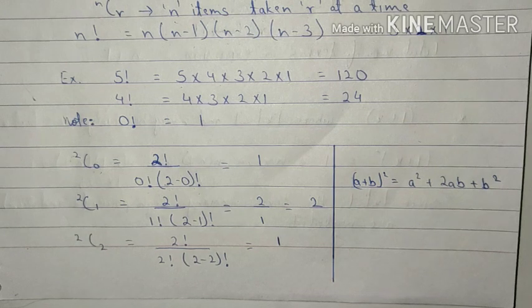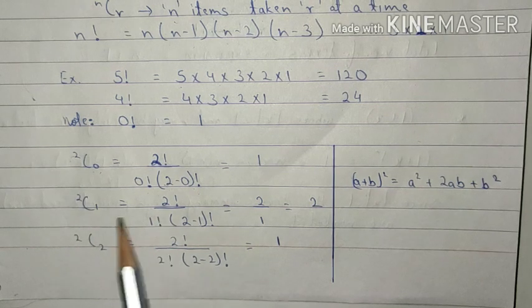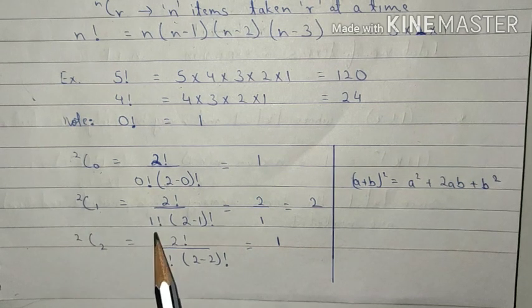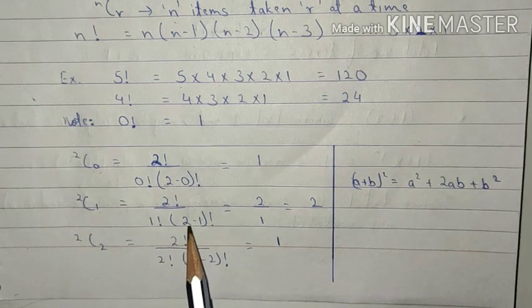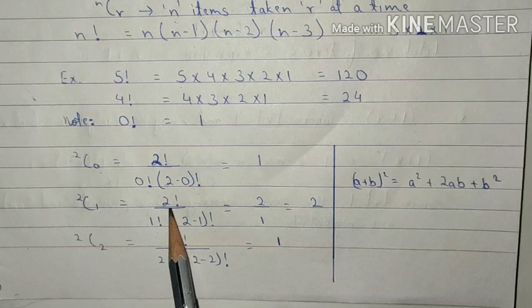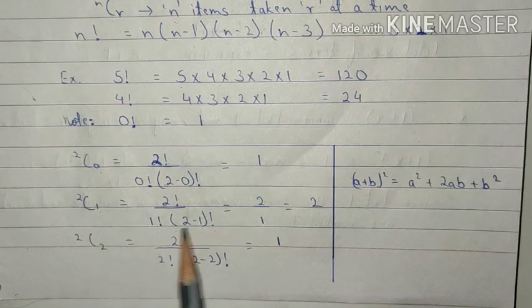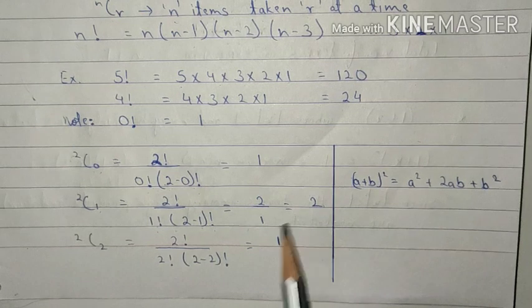Let's find out the value for 2C1. Again, since the value of n is 2 over here, putting in the formula we have 2 factorial upon 1 factorial into (2 minus 1) whole factorial. We can say that the value of 2 factorial will be 2, 1 factorial will be 1, and 2 minus 1 is again 1 factorial, that is, 1. So 2 upon 1 will account to 2.